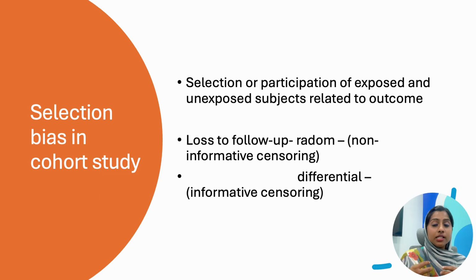I'm just giving you the technical terms so that you can go back and refer more about them. Non-informative censoring is where there is no difference between the two groups. For example, you lose an equal number of people in both the exposed and the non-exposed, so that's non-informative censoring. If you lose more people in the exposed, then that's informative censoring.